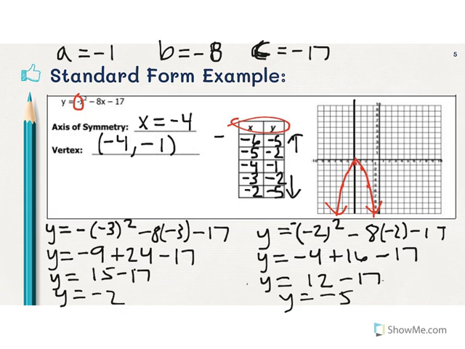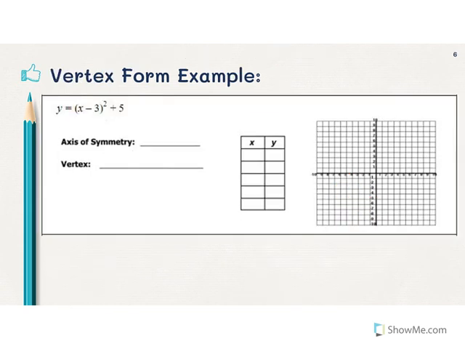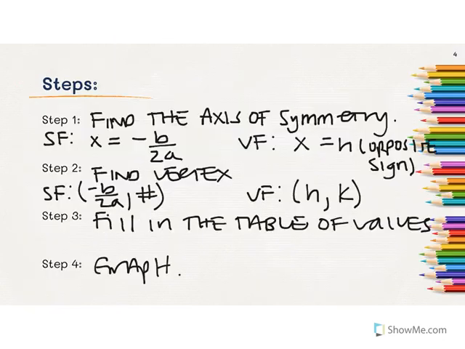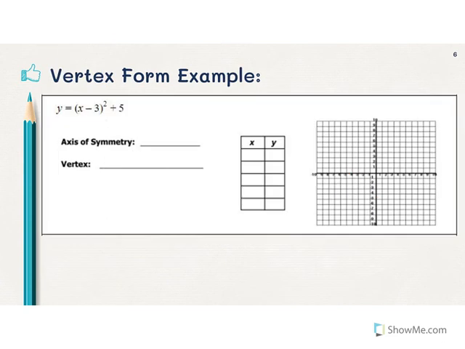Alright, we're going to do one more graph in vertex form. Again, vertex form is super nice because we get to actually use the vertex directly from the problem. So for this problem, we're going to find our axis of symmetry first. If you remember our steps back here, our axis of symmetry was where x equaled h, and it was the opposite sign.